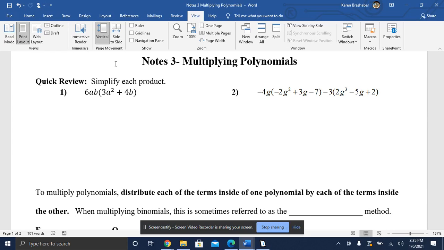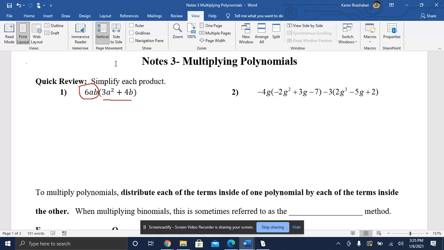Hello students, today we'll be working on multiplying polynomials. Before we do that, we're going to do a quick review of multiplying a monomial factor, like I'm circling here, 6ab, by a polynomial factor.